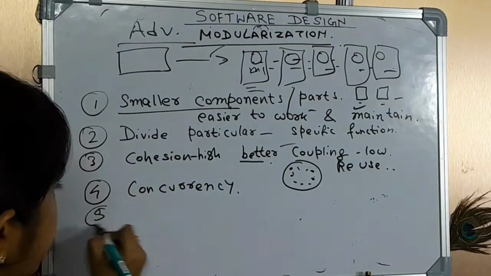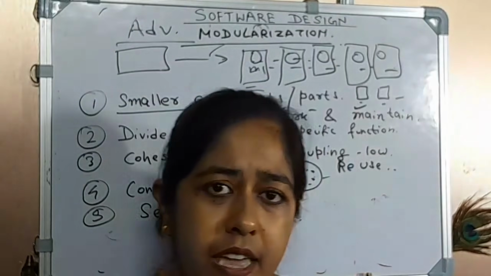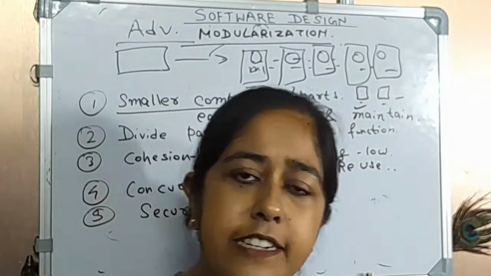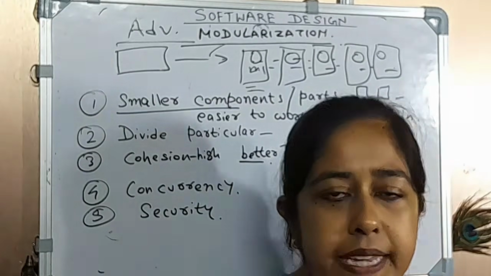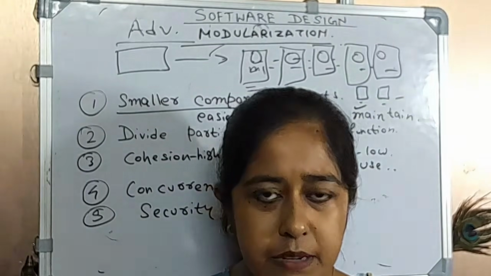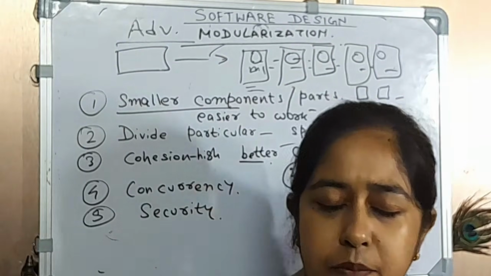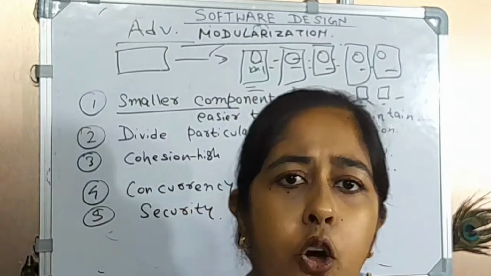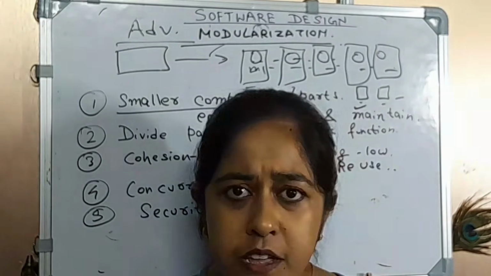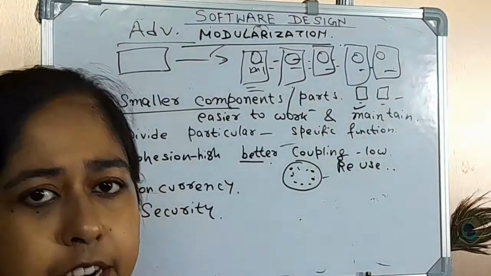And the fifth one is security. For any particular module, you can easily give security. The security aspect can be dealt with very easily in this module-specific system. When you are breaking the system up, you have system-specific security for your specific module. If it is challenged by anything, then only that particular module is affected, not the whole system. So you can easily deal with that.